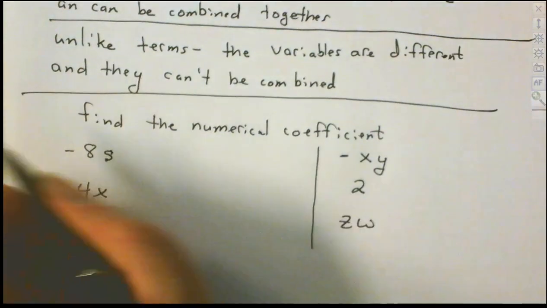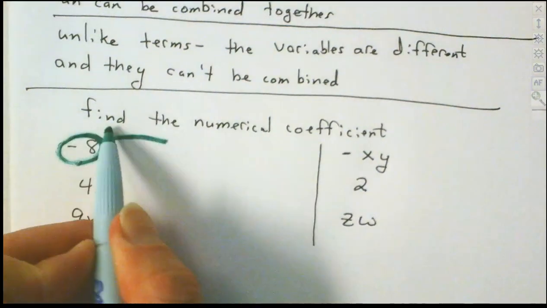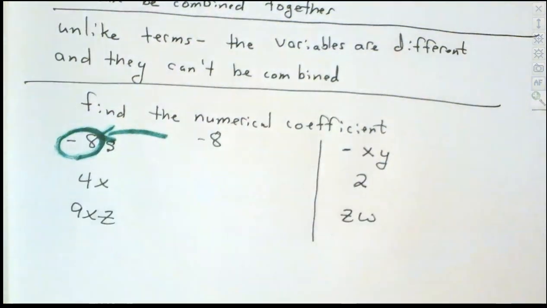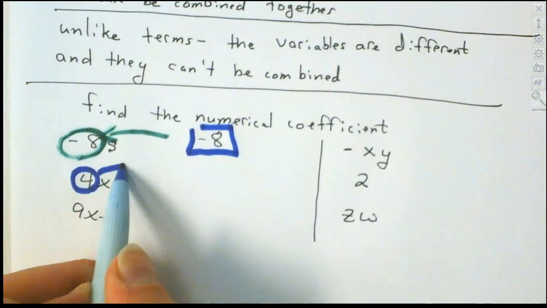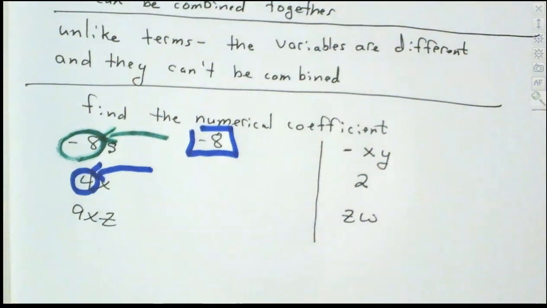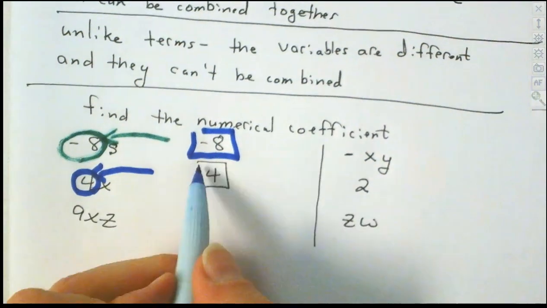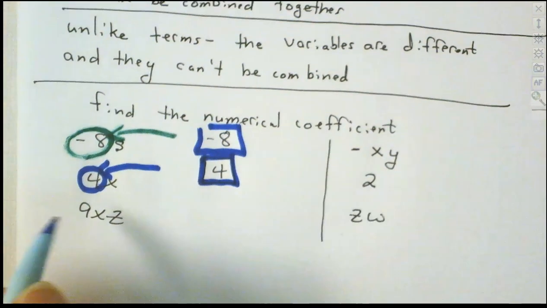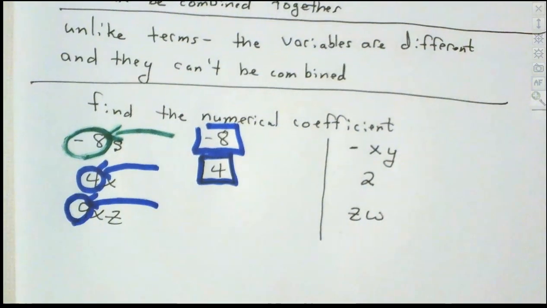Well, on the first one, what's our numerical coefficient? We look at the number in front of the variable. So in this case, it's going to be a negative 8. So negative 8 would be your numerical coefficient. The next one, we've got a 4x, so that 4 would be your numerical coefficient. The next one is 9xz. Again, we're looking for the number in front. So what would my numerical coefficient be? 9.